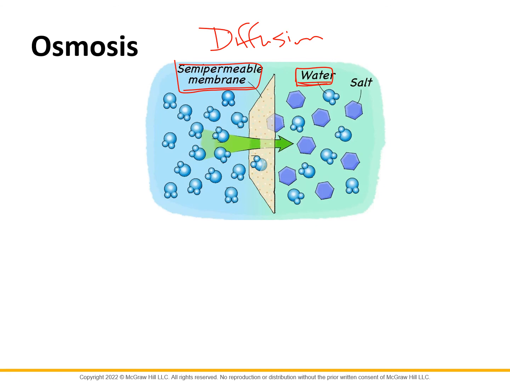And those water molecules are going to move according to the principles of diffusion. So no energy is involved. Movement is going to be from an area of high concentration of water to a low concentration of water until equilibrium is reached. Once you reach equilibrium, then osmosis will stop. Now, the important thing about osmosis is that you are dealing with solutions.